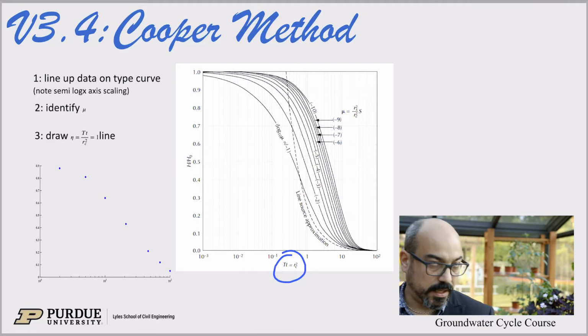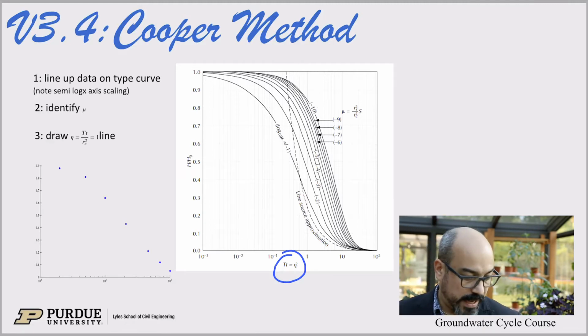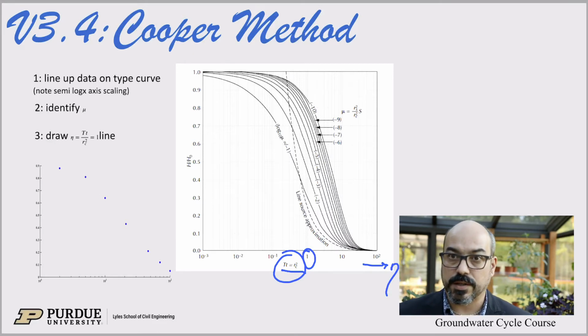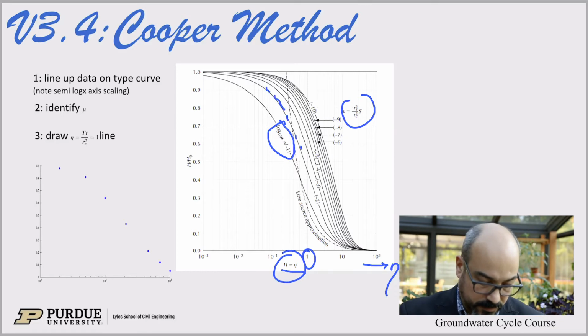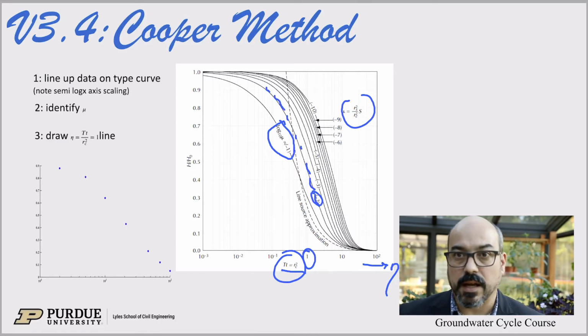Notice that on the x-axis, it's actually eta. So for eta is 1, we have this equivalence TT equals RC squared, right? So what we want to do is first line up the data on the type curve, then identify mu. So mu's are here. You can see this is log 10 mu. So depending on where our data fits, let's say if it's here, then that means that log 10 mu is -2 for this data, okay?